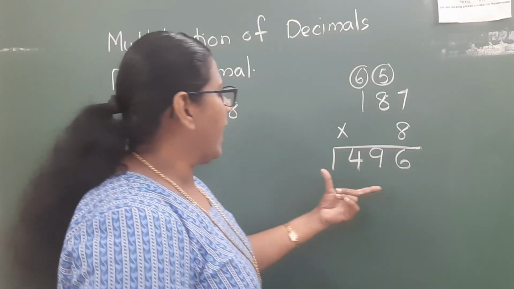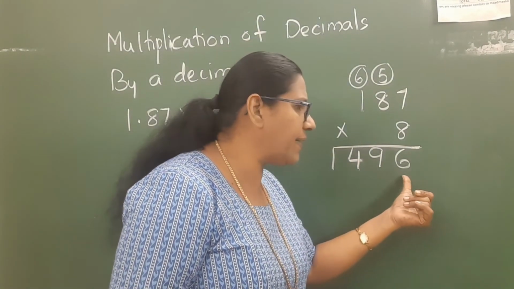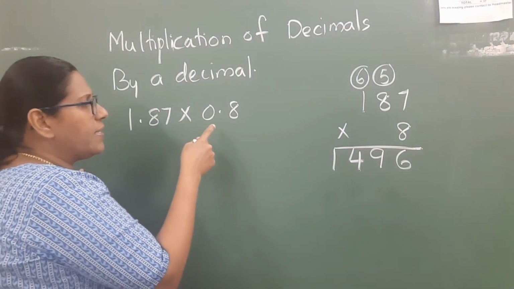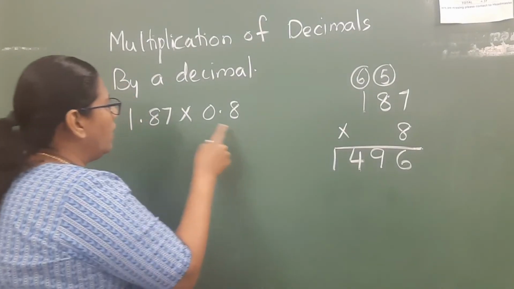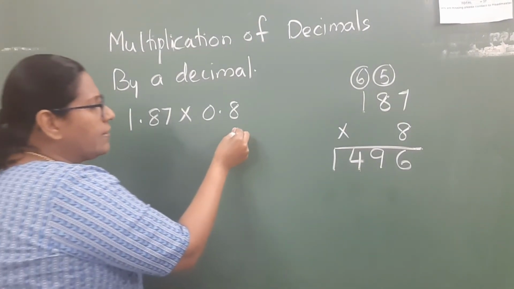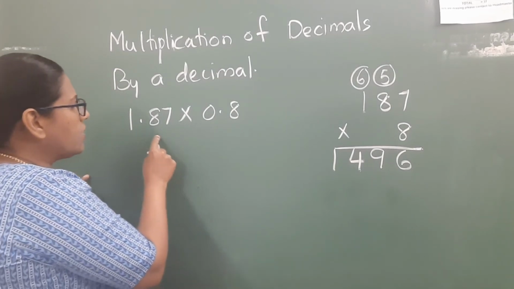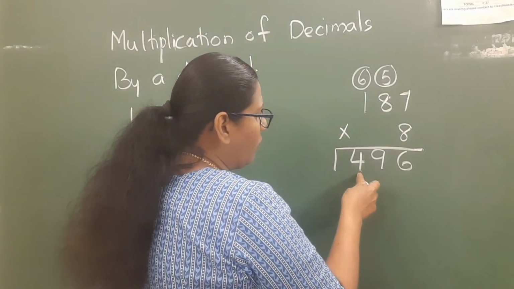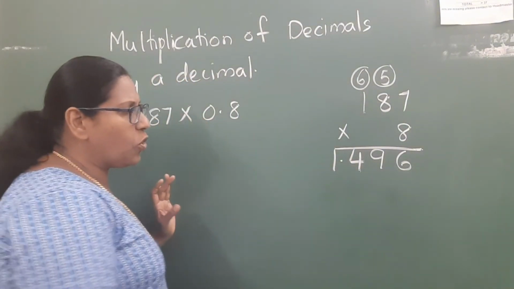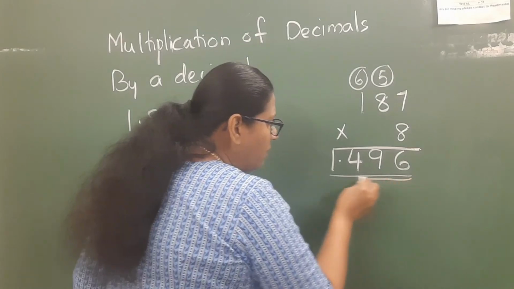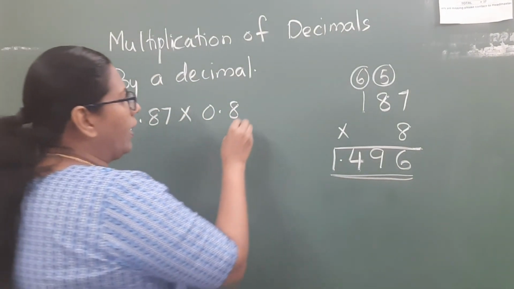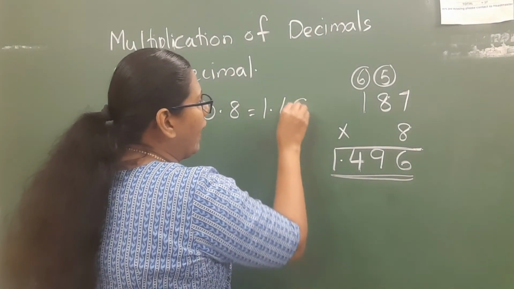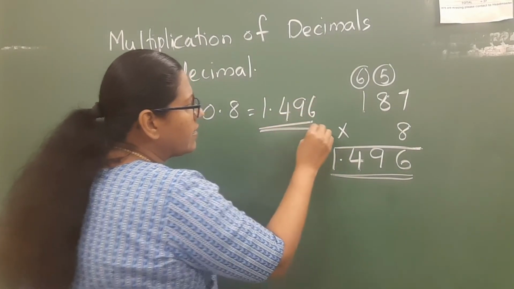So we got the answer 1496. Now we have to see after how many places the decimal point is. Here 1 and here 2. This 2 and this 1 we have to count. This 2 plus this 1, 3. After 3 places we will put the decimal point. So we get the answer 1.496. This is the answer we get.